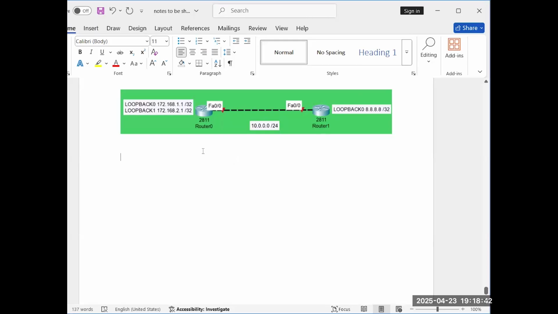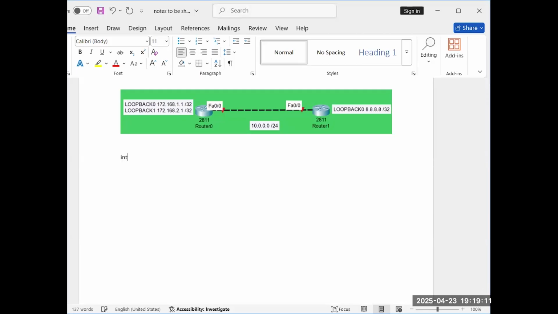First, I'm just going to share the basic commands to enable EIGRP. Right. So first, let's go to router 1, not router 0. Okay, router 1 and router 2.